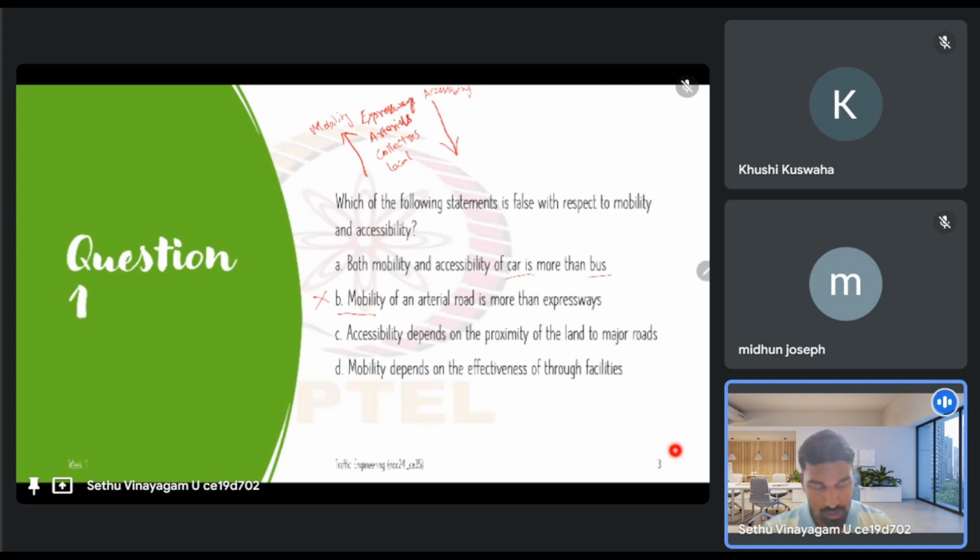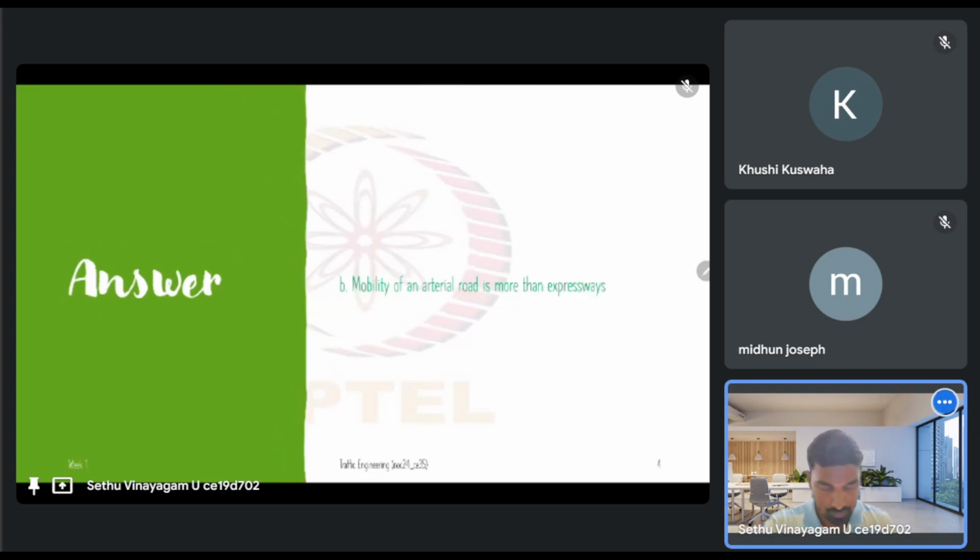And the fourth says the mobility depends on the effectiveness of the through facilities. This is also correct. This is by definition how we define the accessibility and the mobility. So therefore, C and D are also correct. So B is the only incorrect statement here. So that is the correct answer for this question.